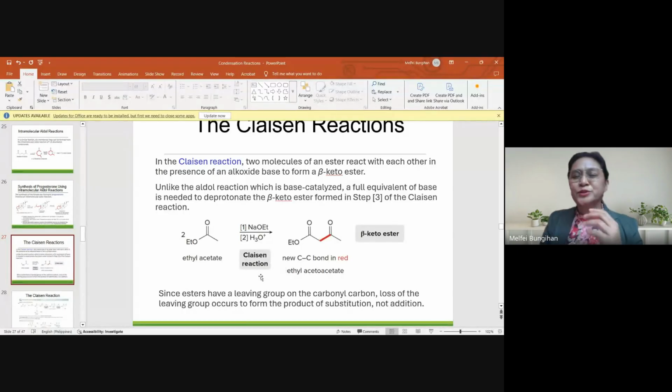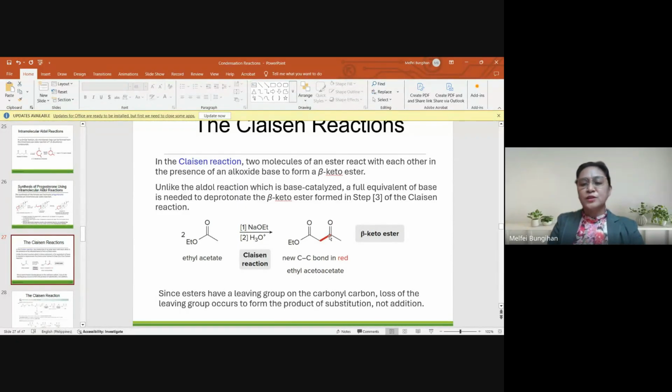Now, let's go to Claisen reaction, which is a named reaction. It was introduced by Claisen. It is basically the aldol condensation, also a condensation, but in here we have esters, okay, instead of aldehydes and ketones. So two molecules of an ester react with each other in the presence of an alkoxide base, okay, like your sodium ethoxide, to form a beta keto ester.